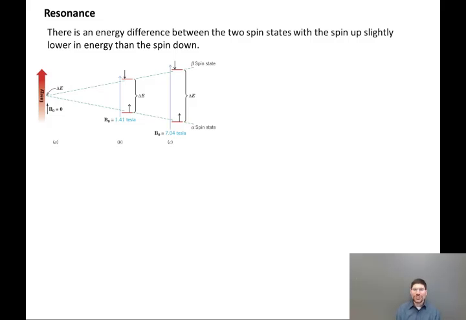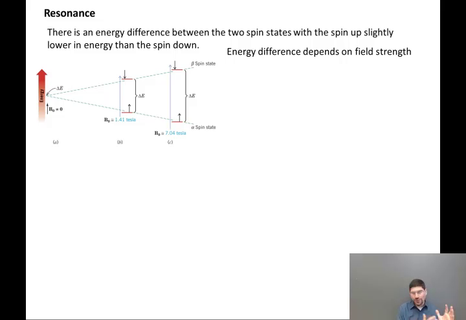Well, there is an energy difference between the 2 spin states in the presence of a magnetic field. Without a magnetic field, spin states are undefined completely. There's an energy difference between the 2 spin states, with the spin up state slightly lower in energy than the spin down state. Okay, so that's indicated here on this diagram. What the diagram is also indicating to you is that the energy difference depends on the field strength. At 0 field, there's no energy difference.